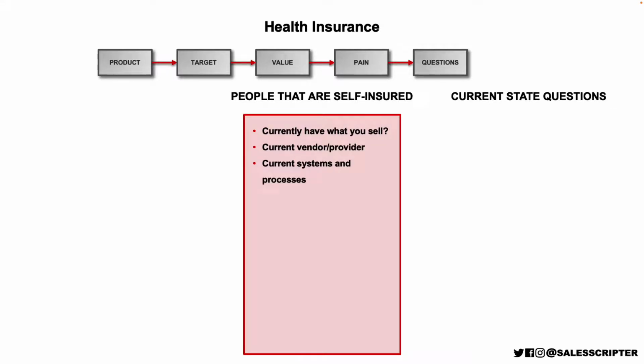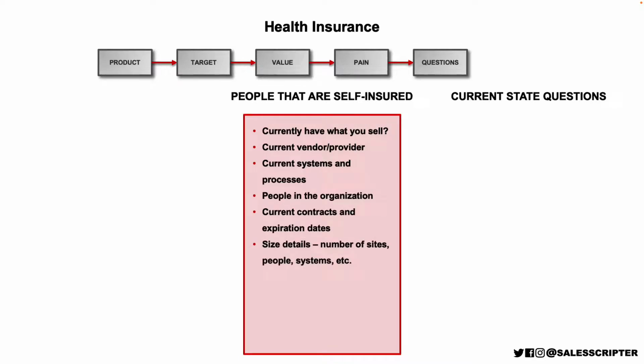Any gathering details on the current systems or processes, people in the organization, current contracts and expiration dates, any size details, current performance and stats, the last time that the prospect evaluated other options in this area. And so if we look at these common areas regarding health insurance, here are some current state questions that you might want to ask.